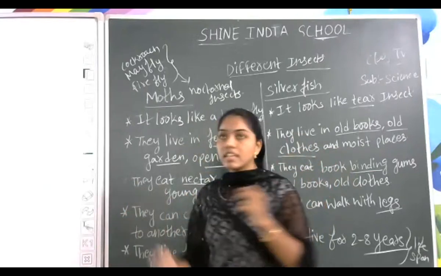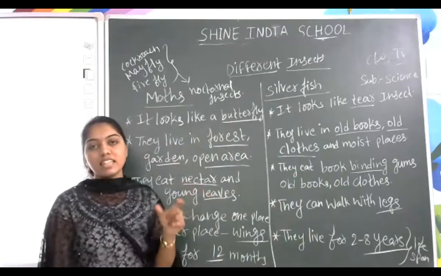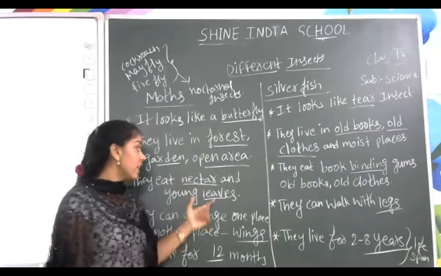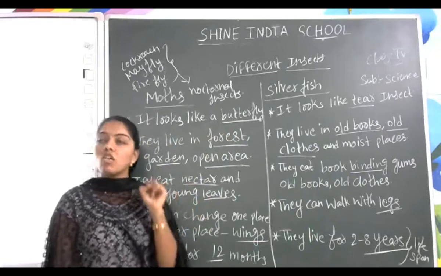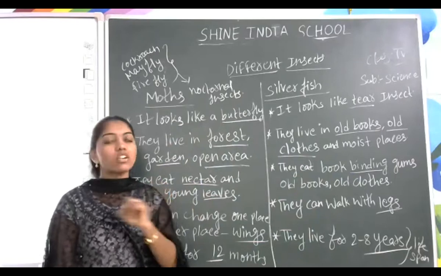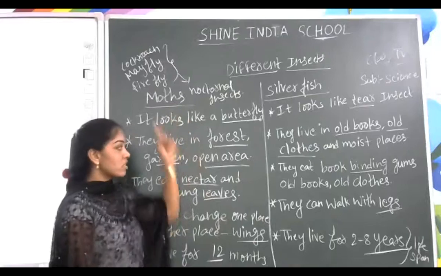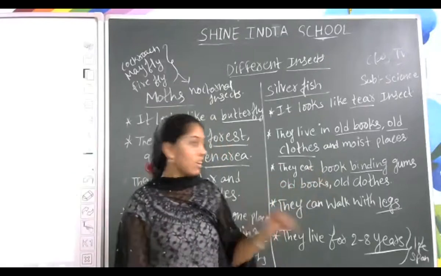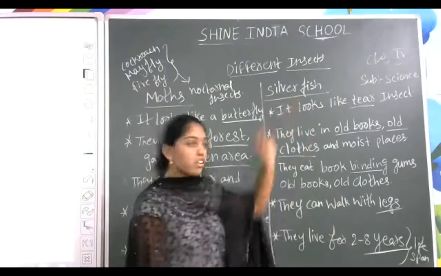Next, what do they eat? Moths mostly drink the nectar from the flowers. If nectar is unavailable, then they will eat egg leaves. Egg leaves means the starting leaves of a plant, and those can be eaten by the moth. Here, what are they going to eat mostly? Book binding gums, and bones and bone parts will be eaten by the silverfish.